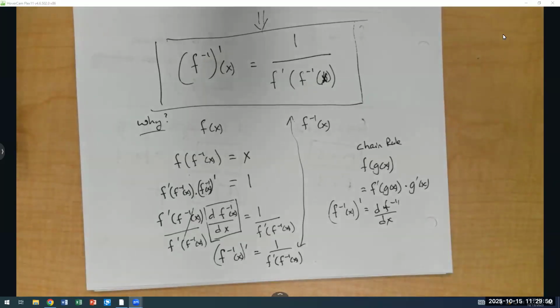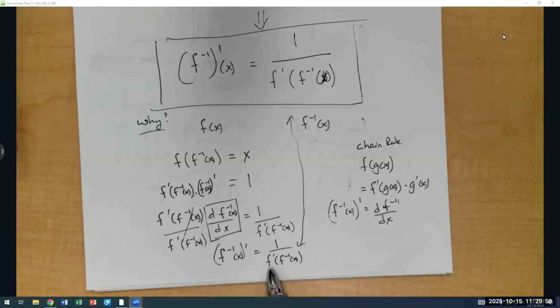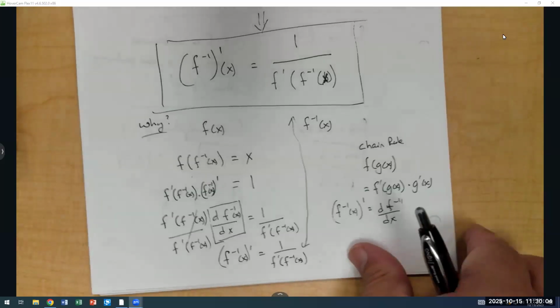Now, the reason why we do this is because now you don't have to go through the whole process whenever you do derivatives of these things. You just have to plug and play in this function. All you have to do is find the f inverse, f prime, and there you have it. And plug them together.